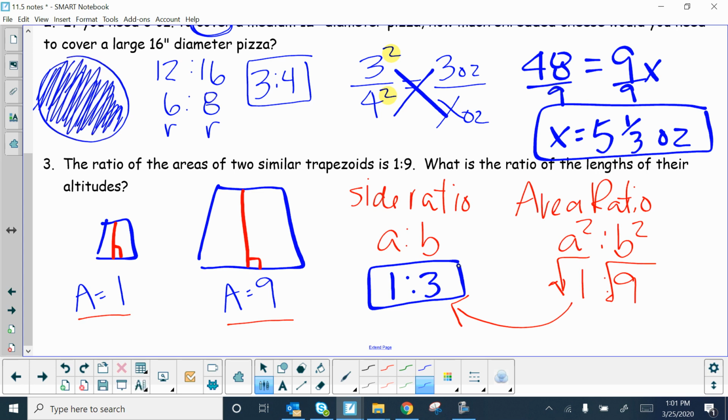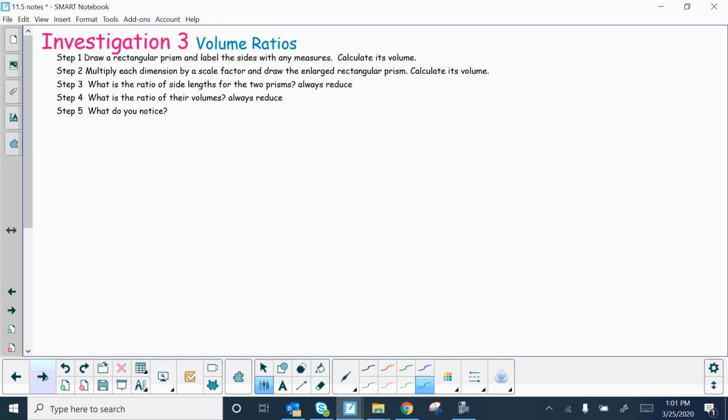All right, so you have to just make sure you're using the area ratio whenever you're solving for areas. All right, let's go even a little bit more challenging. Let's look at the volume ratios. So it says draw a rectangular prism, label the sides with any measure, calculate its volume.